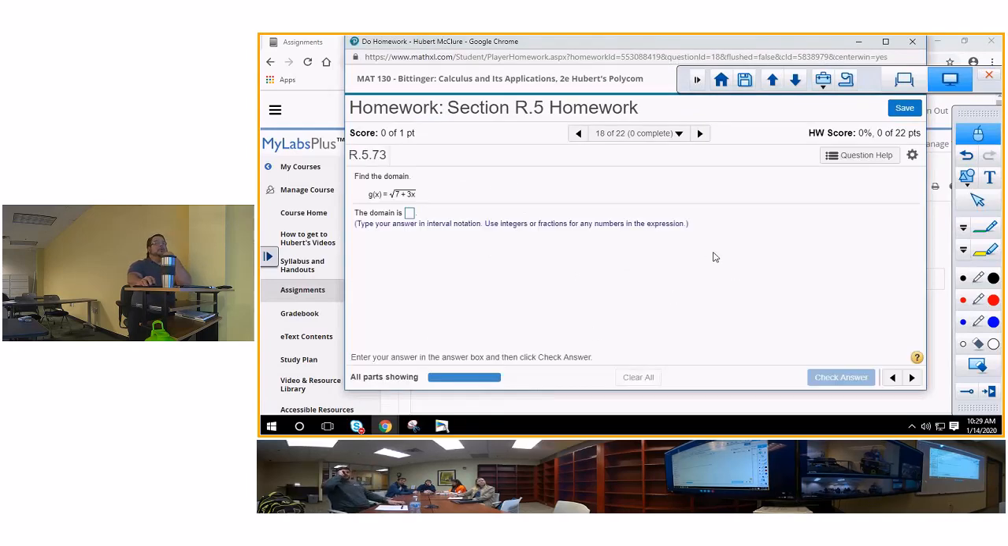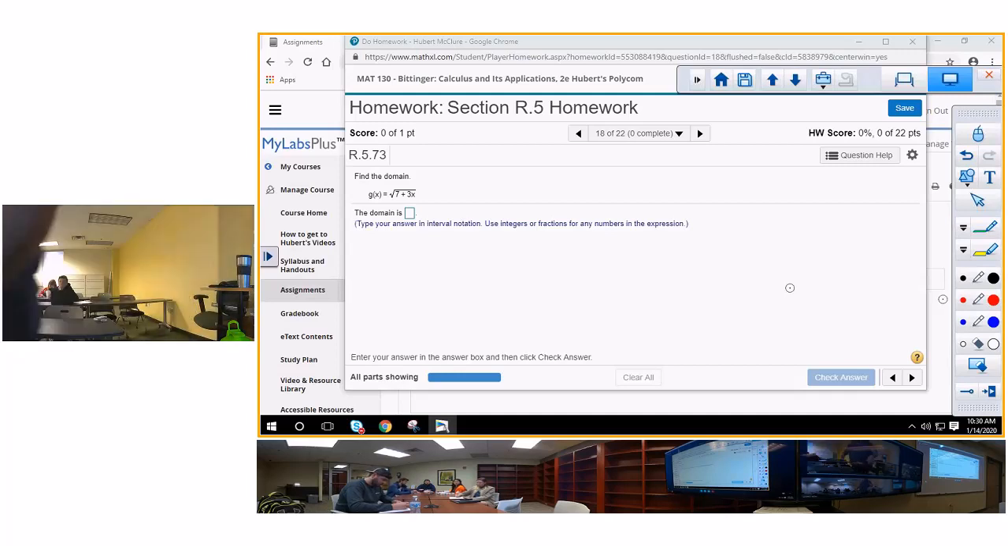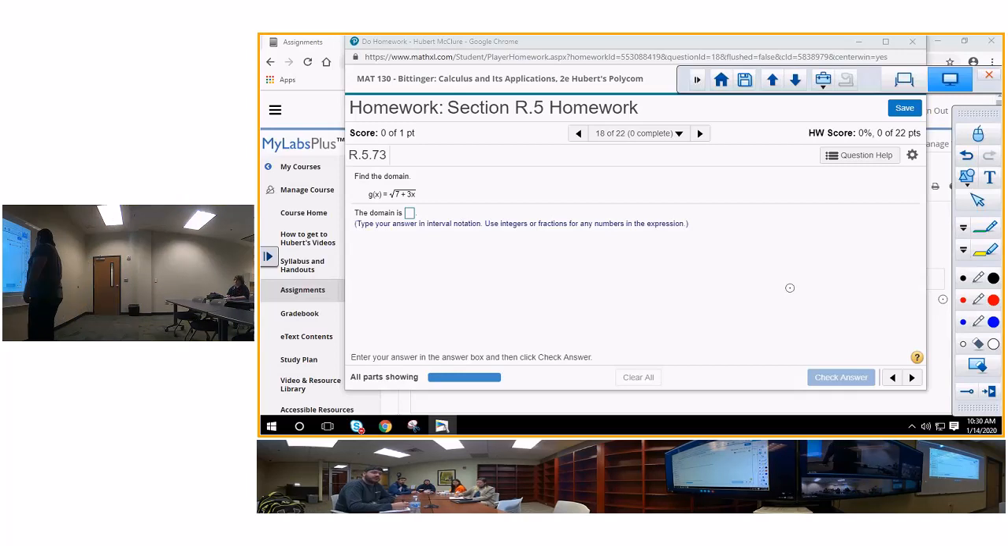Domain. Remember, what I tell y'all, the domain is affected when it's a fraction or a what? A radical. Thank you. You're the one that paid attention. Okay, radical. So that means you got to set the radicand equal to what? 0, because you can't take the square root of a negative. So you're going to have to set the radicand equal to 0. If it was a fraction, you would set the denominator equal to 0.